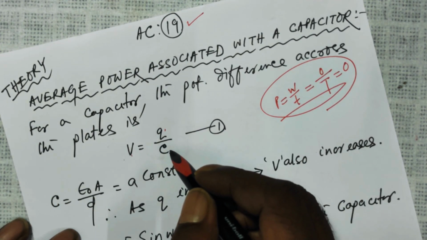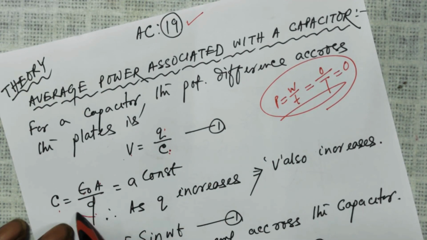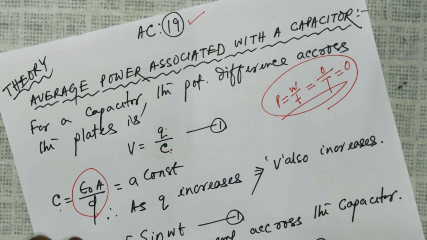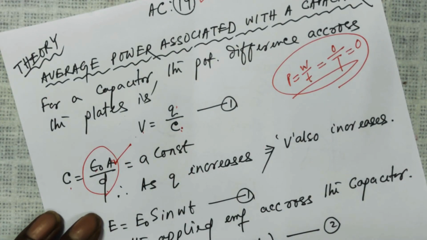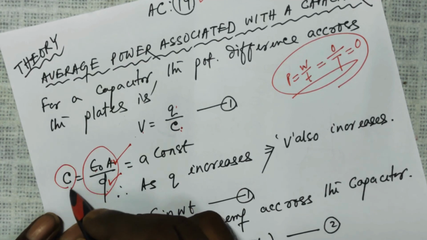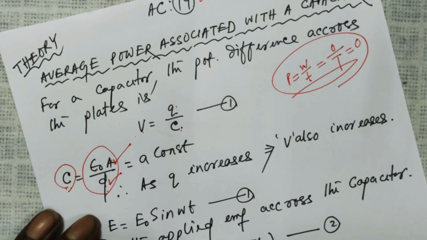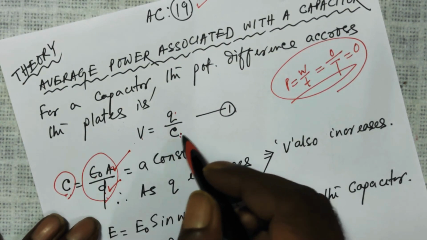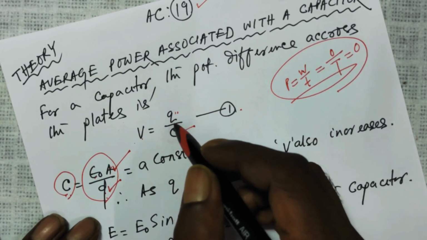For example, the capacitance of a parallel plate capacitor is C equal to epsilon naught A by D, where A is the area of each plate. Once the capacitor is manufactured, the area of the plate remains constant and the distance between the plates remains constant, so C is constant. C depends on A and D, the geometry of the capacitor. So if you look at equation 1, C is a constant.